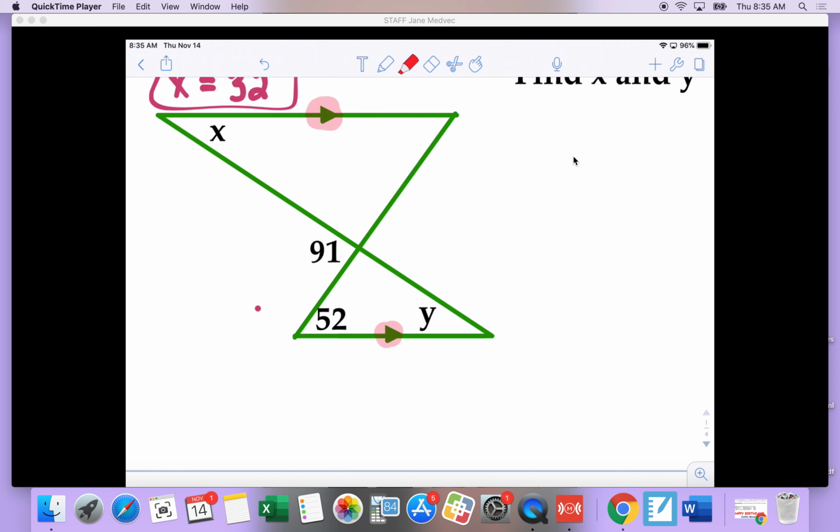X and Y equal each other. That's correct, alternate interior angles. If the lines are parallel, alternate interior angles are congruent. So those are congruent, I do know that. So once I get one, I've got the other. But now I have to get there. So what do you think? What could I do?